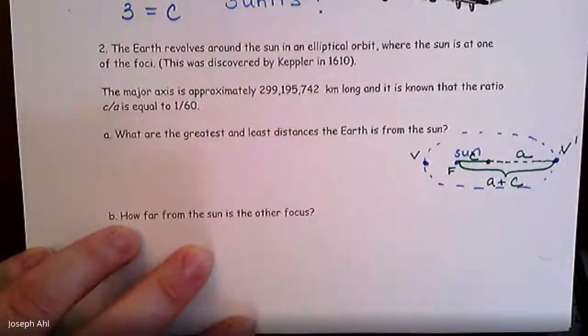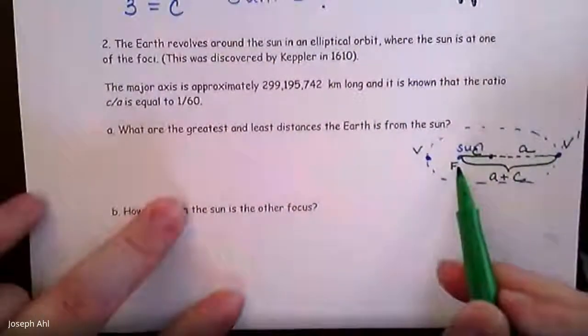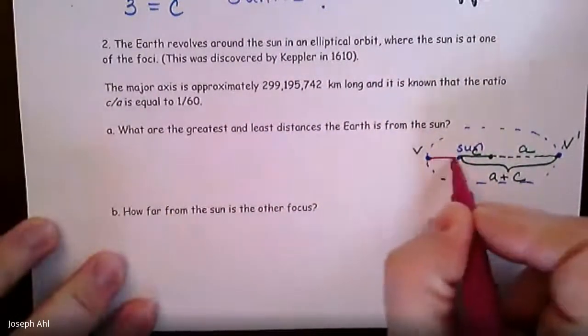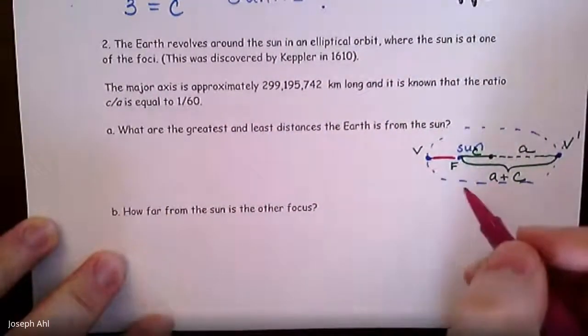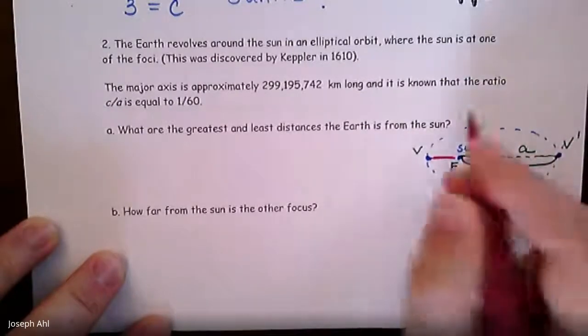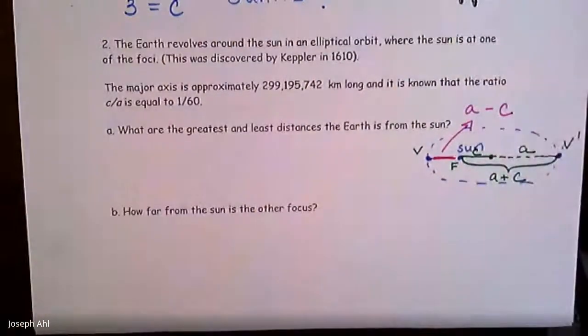So that's going to be simply the sum of A plus C. And then on the other hand, if I wanted to find this little distance right here that connects this vertex to this focus, that's the closest I can be to the sun, that would be the total distance to the vertex, A minus C. Okay, so this one over here can be calculated by finding A minus C. So that's what we have to do. We have to figure out what is A and what is C.